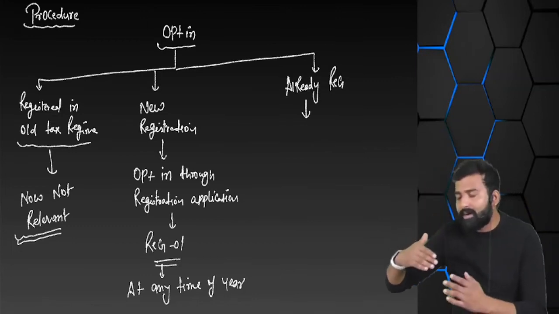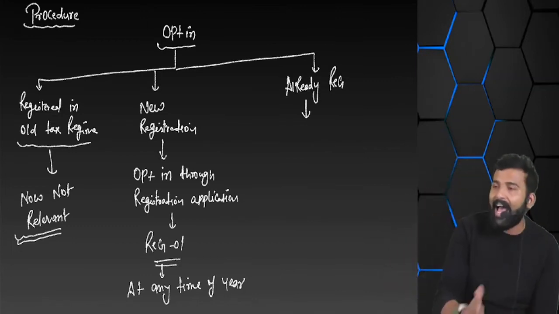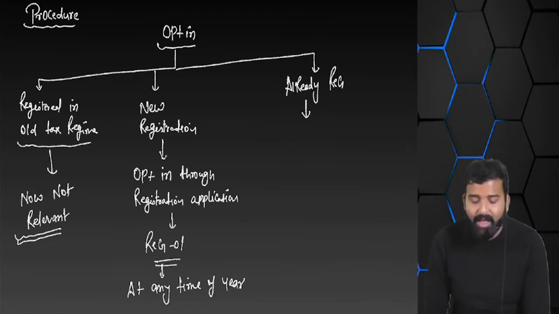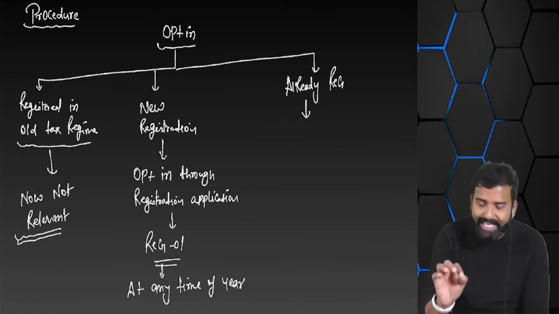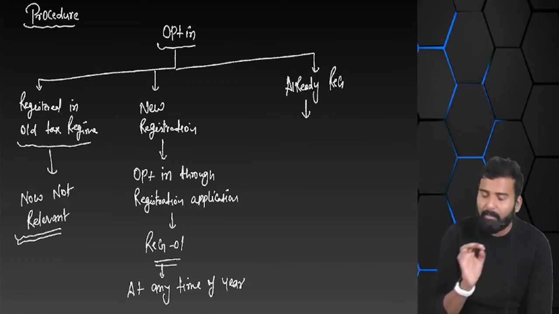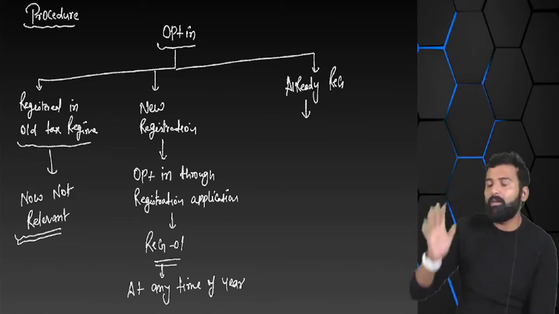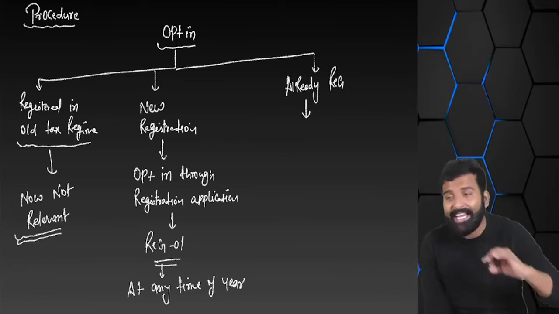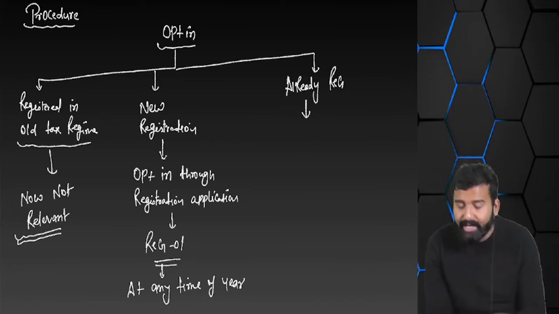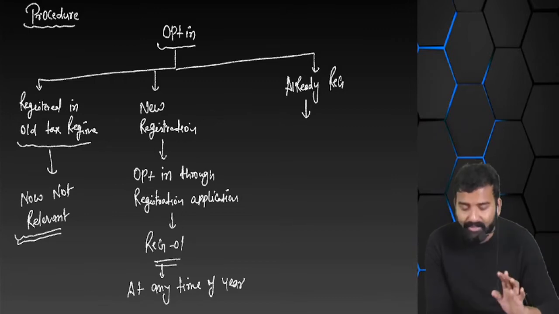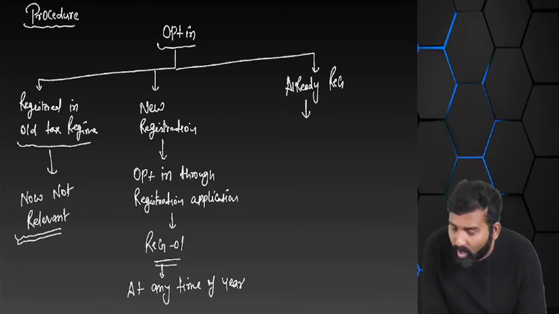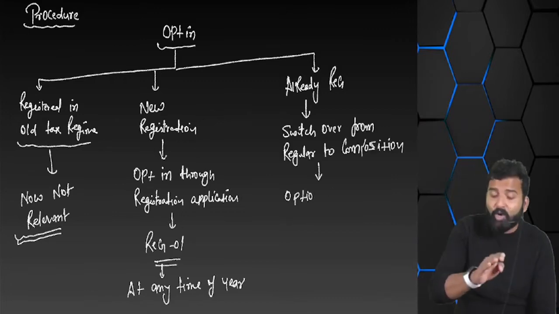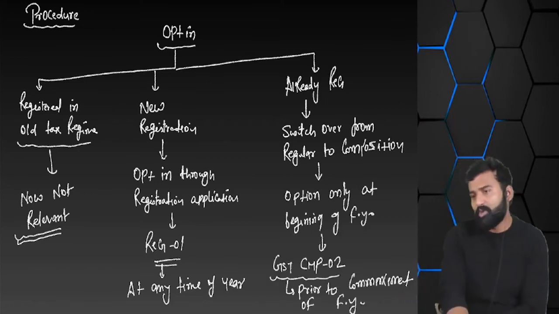In registration application only, I will opt in for composition scheme, and I will just click a button when I am applying for registration, and you will be a composition person from the first day only. And this option can be availed any time of the year, means right now. If I am applying for a new GST number, I can apply for composition scheme from the same date only. But the point is with the persons who are already registered. They are switching over from being a regular person to composition dealer.